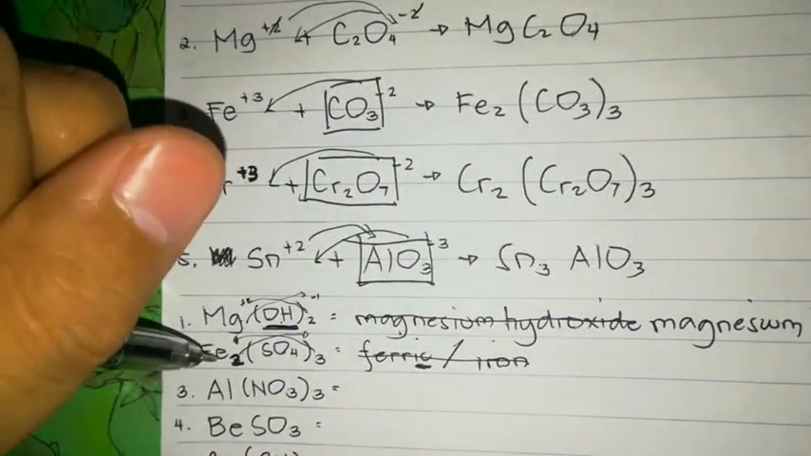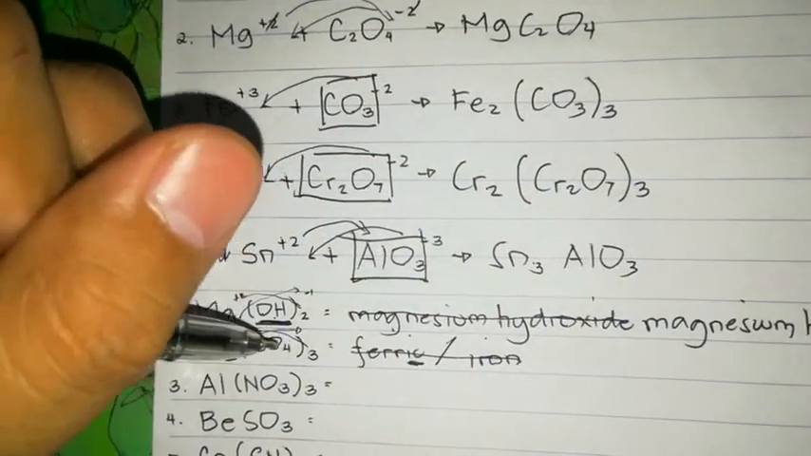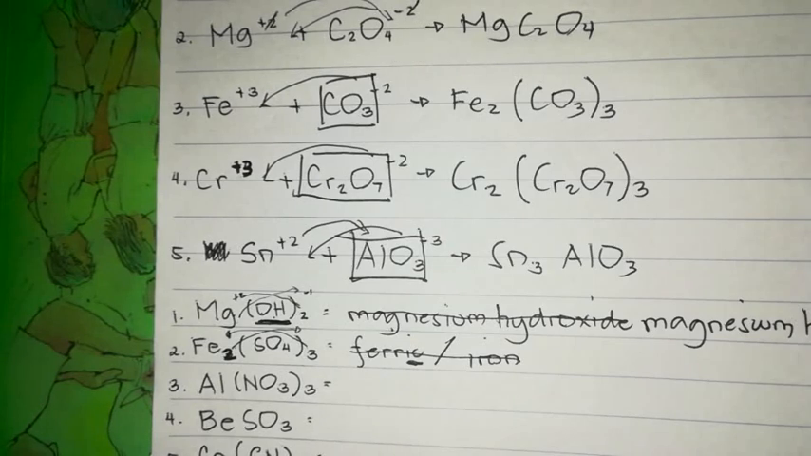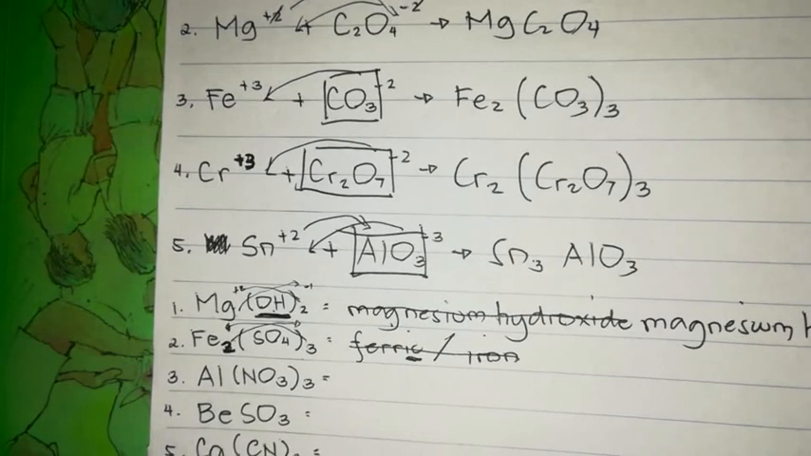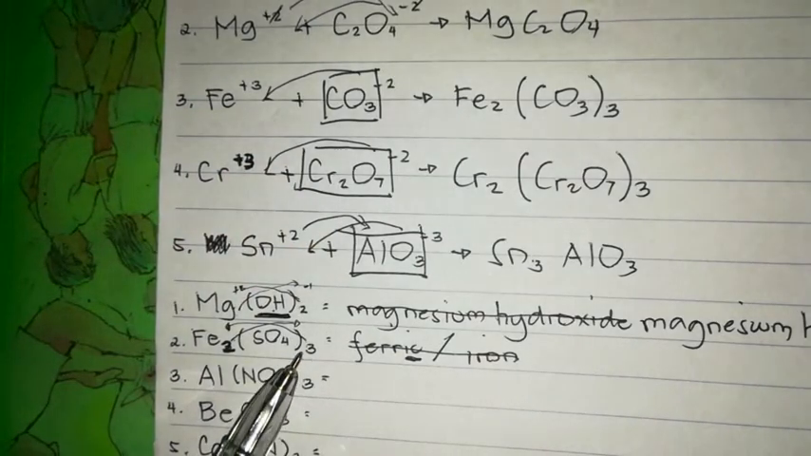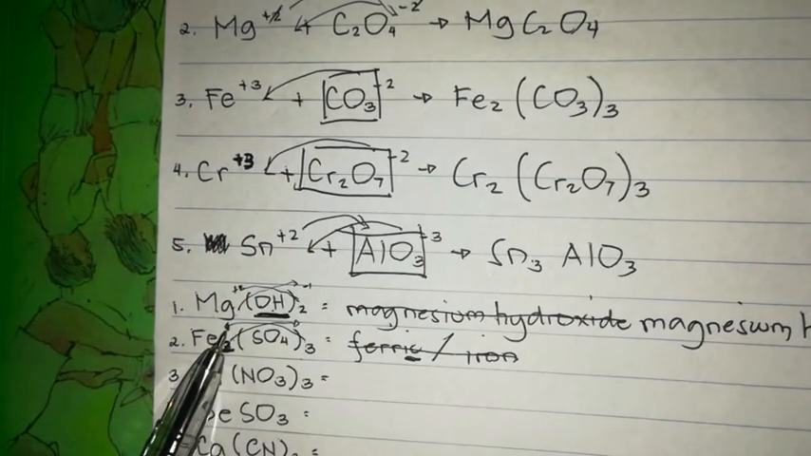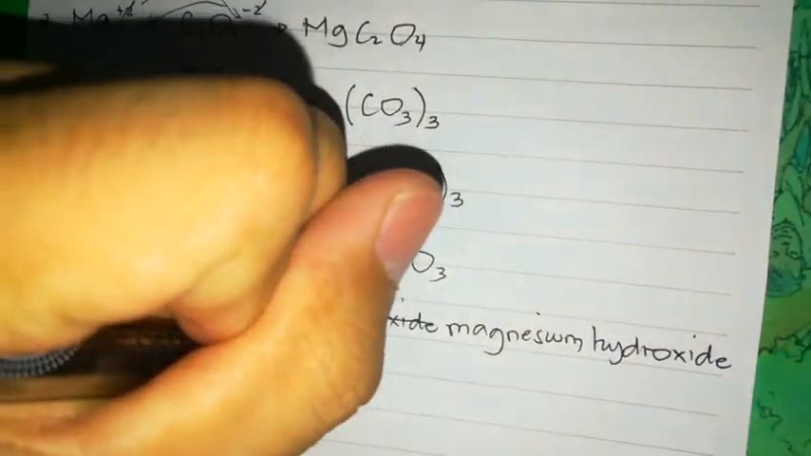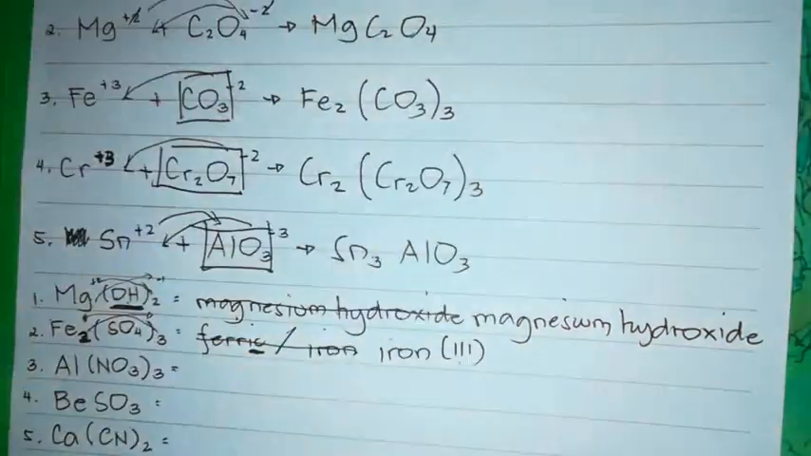Next, we have Fe2(SO4)3 na naka-enclose at may 3. Gagawin natin ay kukunin natin yung kanilang original charges. So, yung 3 na nandito kay SO4 ay dapat ibalik natin siya kay iron. So, we could write down iron 3. Wait lang, bakit meron tayong Roman numeral?